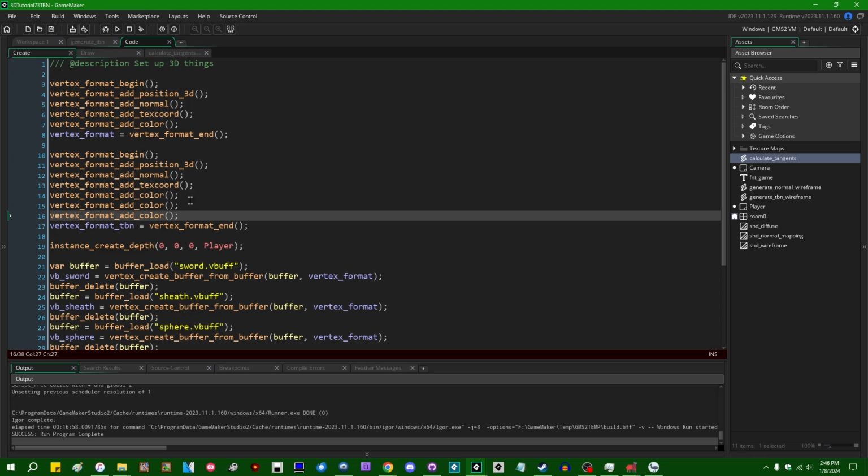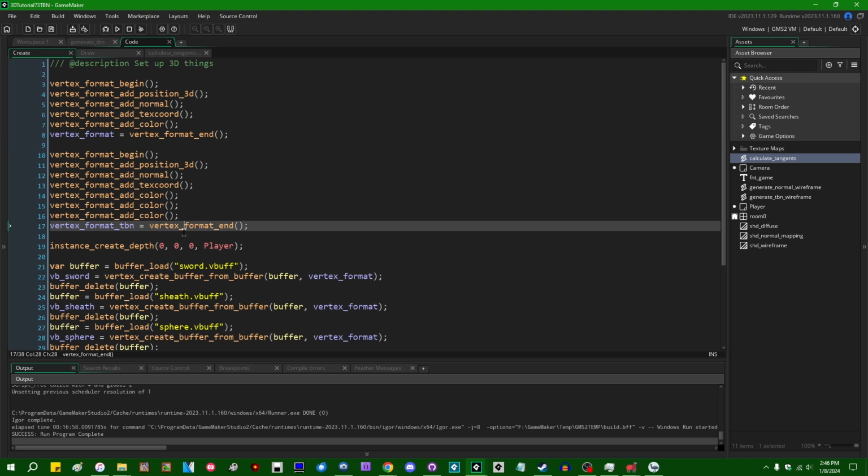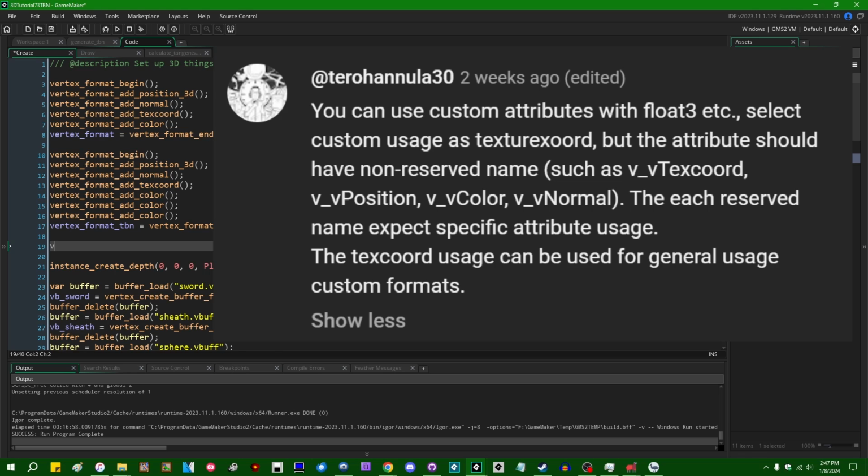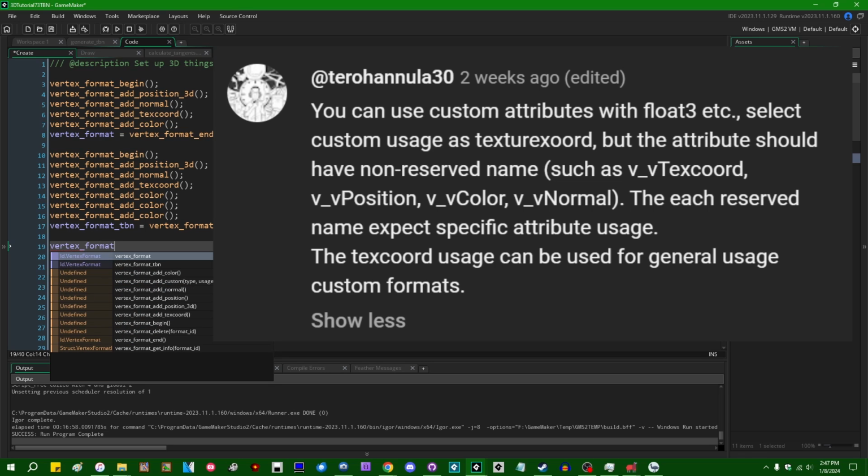By the way, last time I did say that you can't really just use anything you want for a vertex attribute, and someone in the comments did say that you actually can if you use some of the advanced vertex format functions. Vertex format, I believe, what is it? Custom.